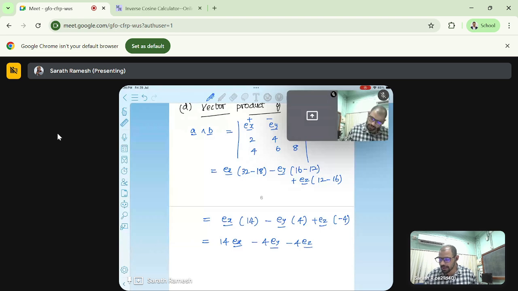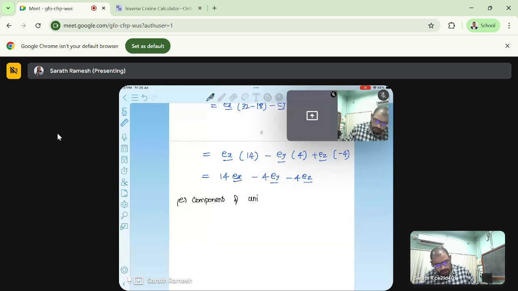Now moving on to the next question. The next question asks us, what is the component of the unit vector that is perpendicular to the plane containing A and B along the Ex direction?